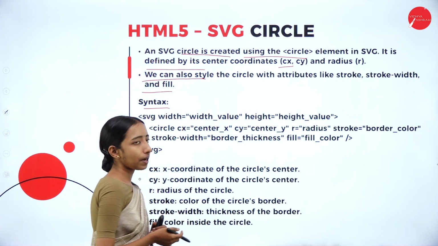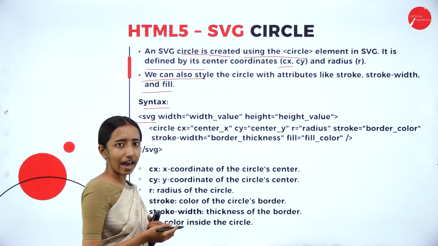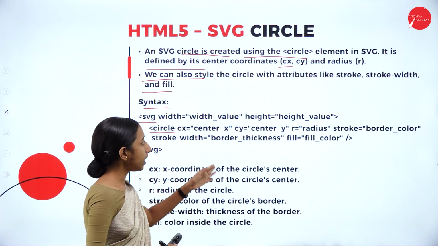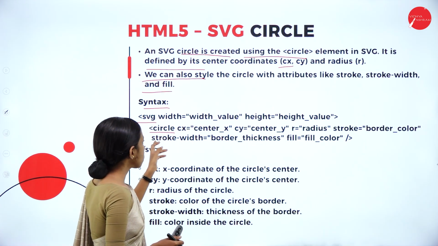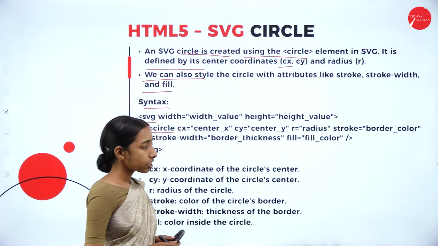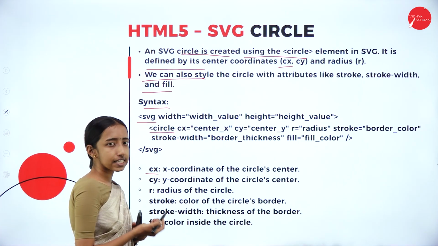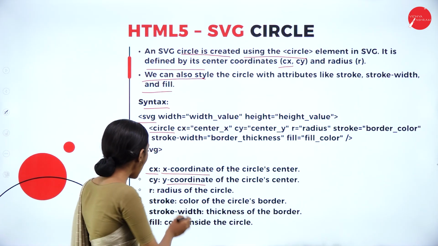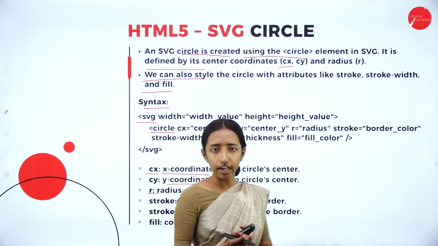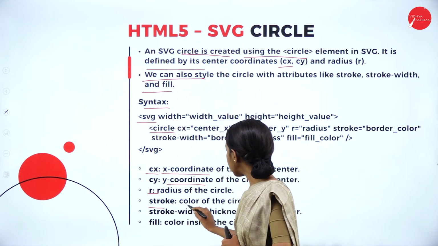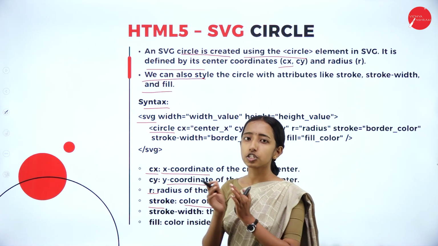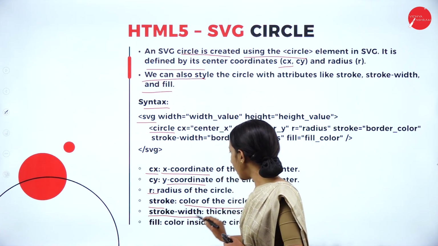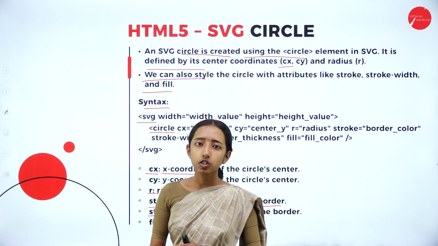So here we have a simple syntax. We will be using the SVG tag with the height and width, and for the circle we will be using the coordinates and the radius and also the stroke and the fill. So what do we mean by CX, CY? These are the X coordinate and Y coordinate of the circle center, and next we have R. R means the radius of the circle. Stroke is the color of the circle's border. So the stroke is the color of the circle border that we are giving. And next, stroke-width. So what does it represent?